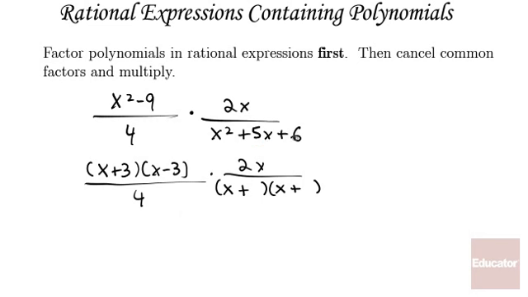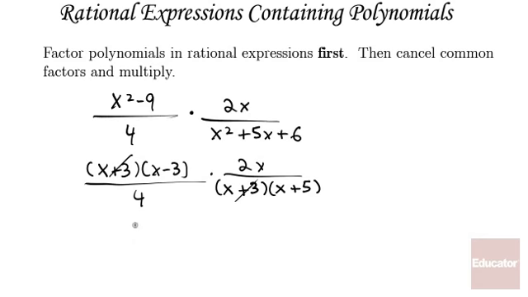If I have 1 and 6, their product is 6, but they add up to 7. So let's try 2 and 3. 2 times 3 is 6, and 2 plus 3 is 5. So x plus 3, x plus 2. Okay, so now I've factored these out, and I'm going to go ahead and start canceling my common factors. And I did have a common factor of x plus 3 that I canceled from the numerator and the denominator.